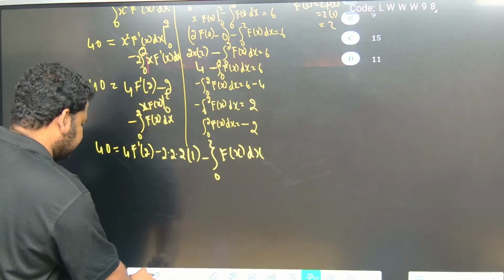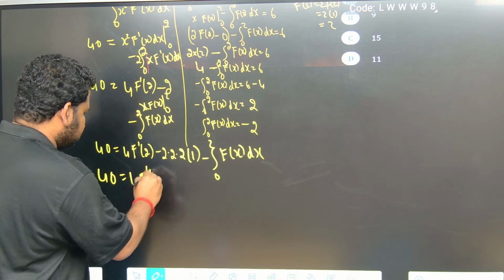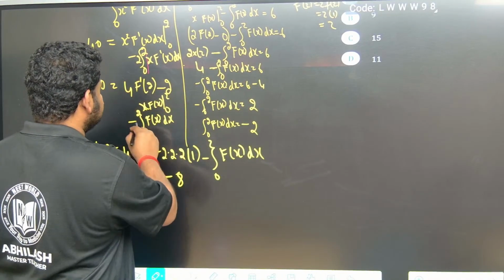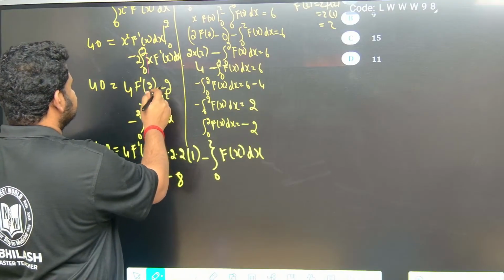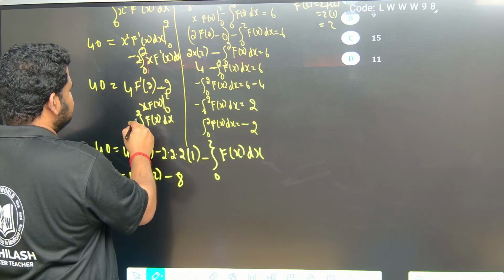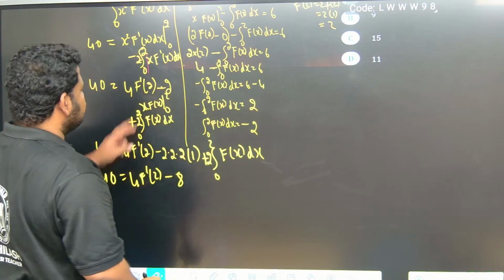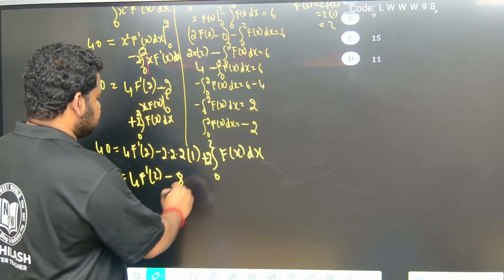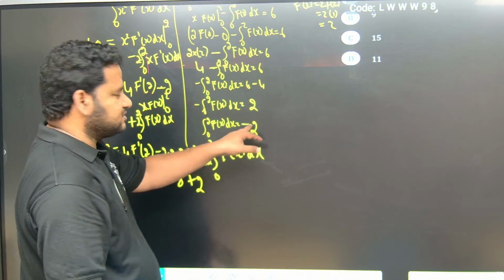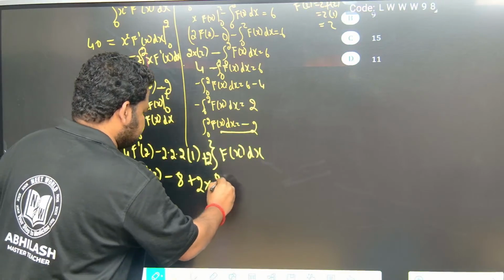Now what I will get here, focus here. 40 is equal to 4 times f dash of 2 minus 8, minus, this 2 is outside, so this 2 will come for everything here. Minus into minus will become plus, so plus 2 times the integral from 0 to 2 of f of x dx, which is nothing but equal to minus 2.